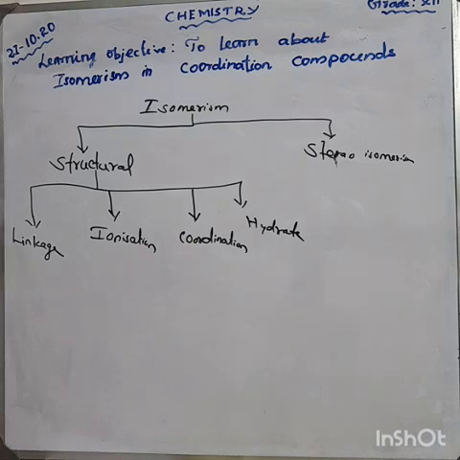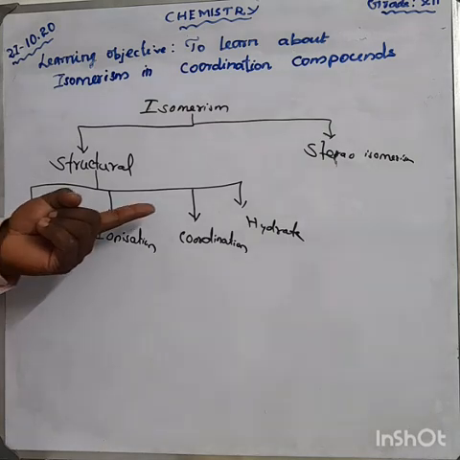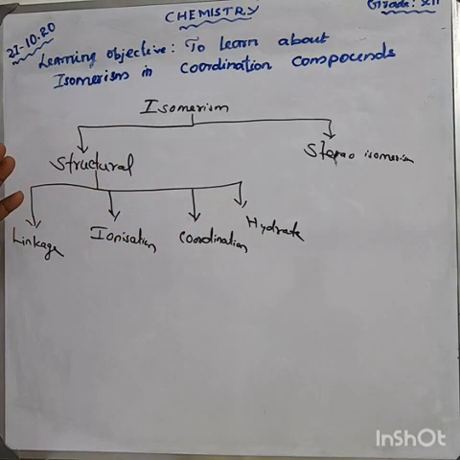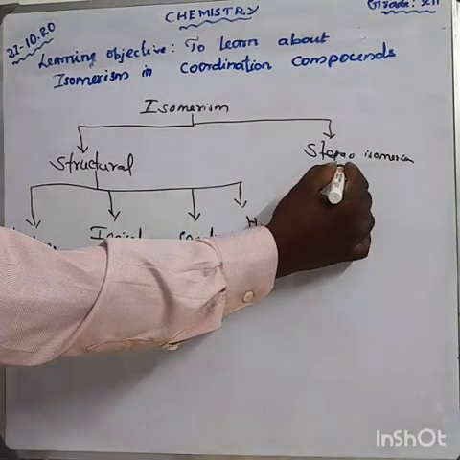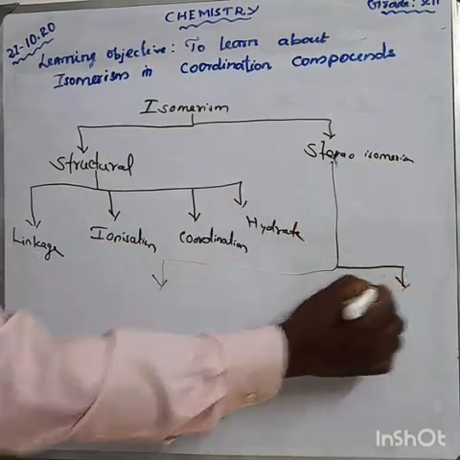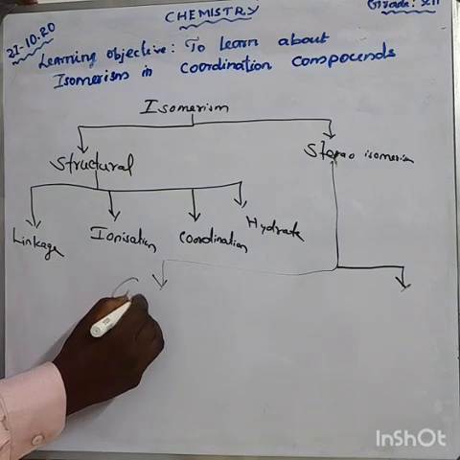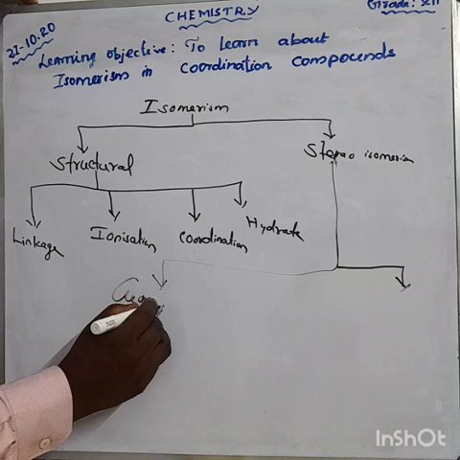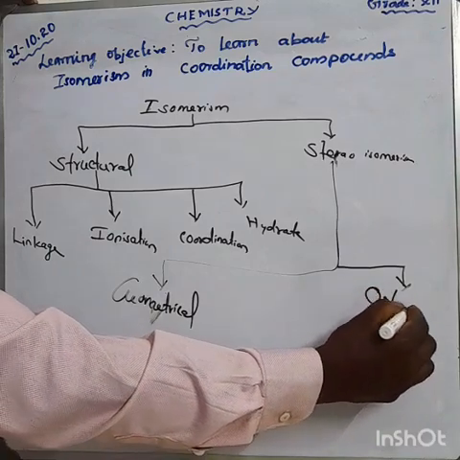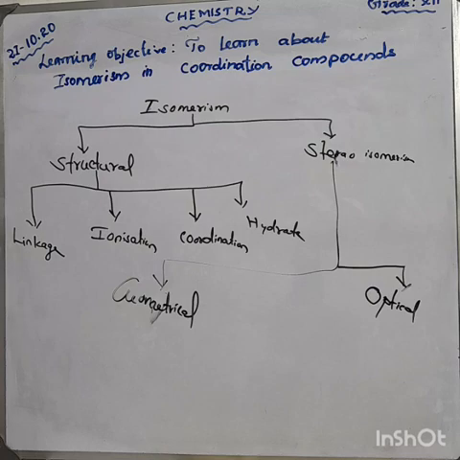The structural isomerism is classified into four categories: linkage isomerism, ionization isomerism, coordination isomerism, and hydrate isomerism. And stereoisomerism can be classified into two types: geometrical isomerism and optical isomerism. These are the types of isomerism in coordination compounds.